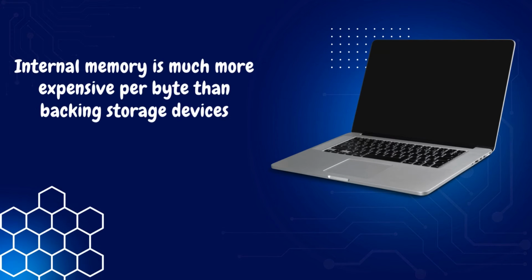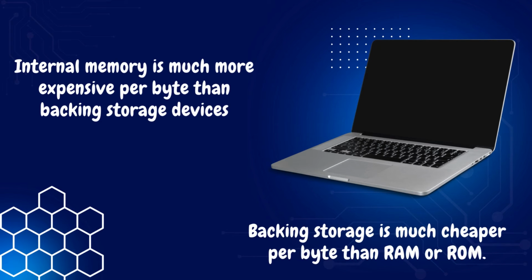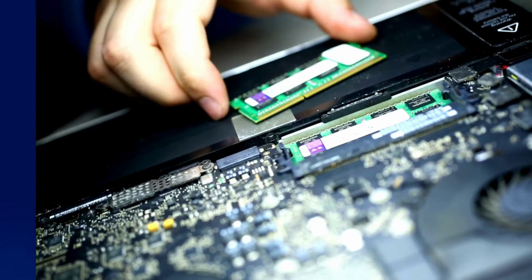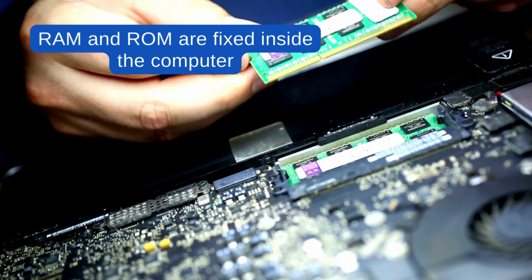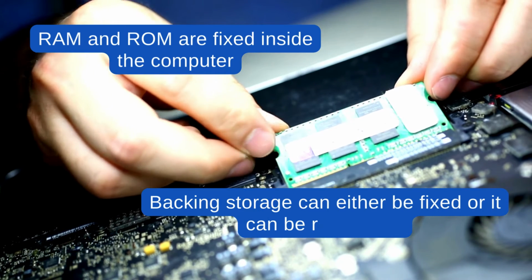Number 4. Internal memory is much more expensive per byte than backing storage devices, while backing storage is much cheaper per byte than RAM or ROM. Number 5. In internal memory, RAM and ROM are fixed inside the computer, while backing storage can either be fixed or it can be removable.